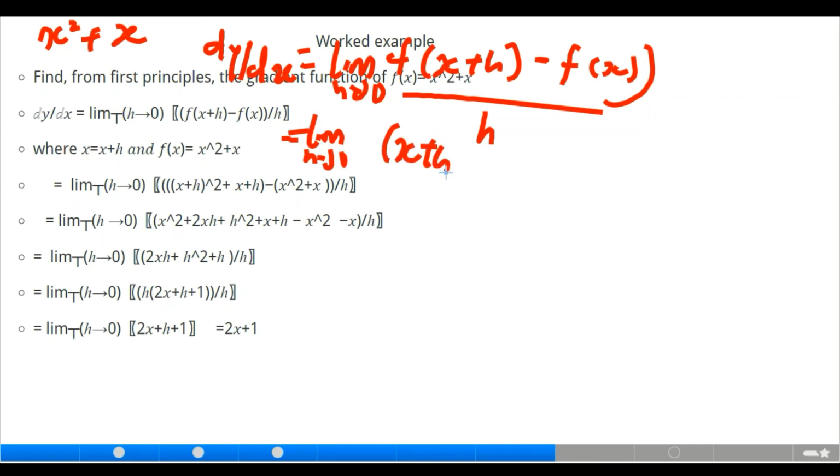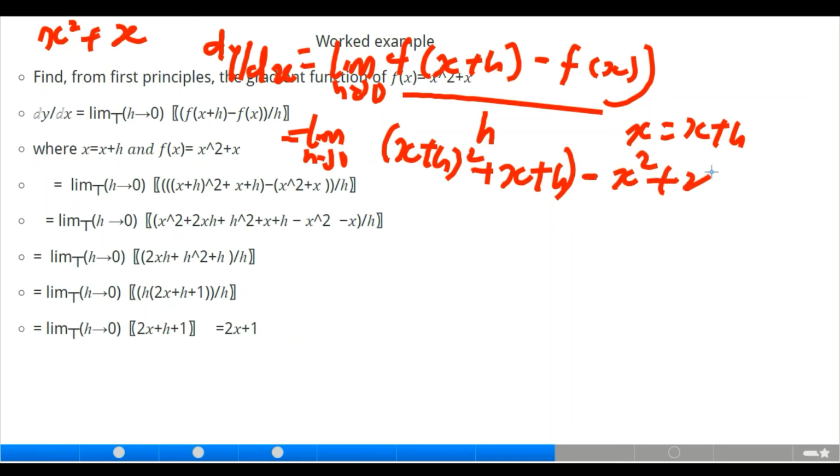Remember, we are dealing with square. That's when x equals x plus h. So for this function, x square is (x plus h) square, and now we have plus (x plus h) in brackets. Now, what is f of x? f of x is x square plus x. All of it we are dividing by h.